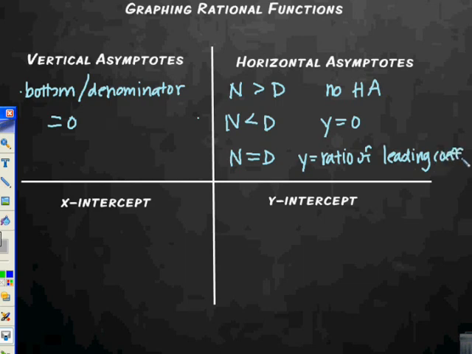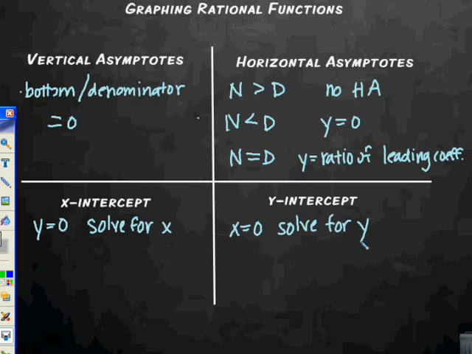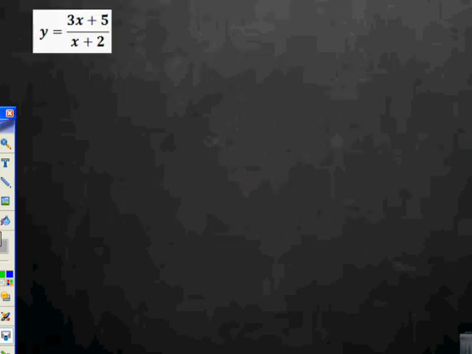Okay. Another thing that's going to help us graph rational functions is to look at the x-intercept. If you remember, x-intercepts are found when you put 0 in for y and you solve for x. And then obviously your y-intercept is when you put 0 in for x and you then solve for y. So let's take some examples here.